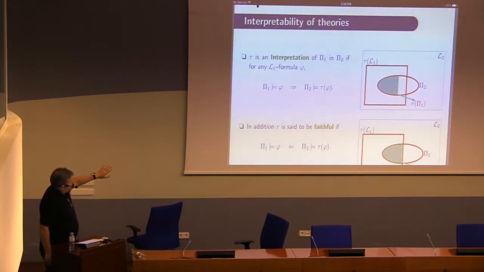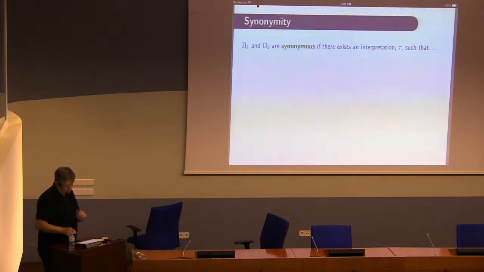Now, in addition, a translation is said to be faithful if this implication is an if and only if, it reverses. So something is a theorem of pi1 if and only if its translation is a theorem of pi2. So the picture then looks like the one at the bottom. So the translation of pi2 covers everything of pi1 that is expressed in the language that translates L1 into pi2.